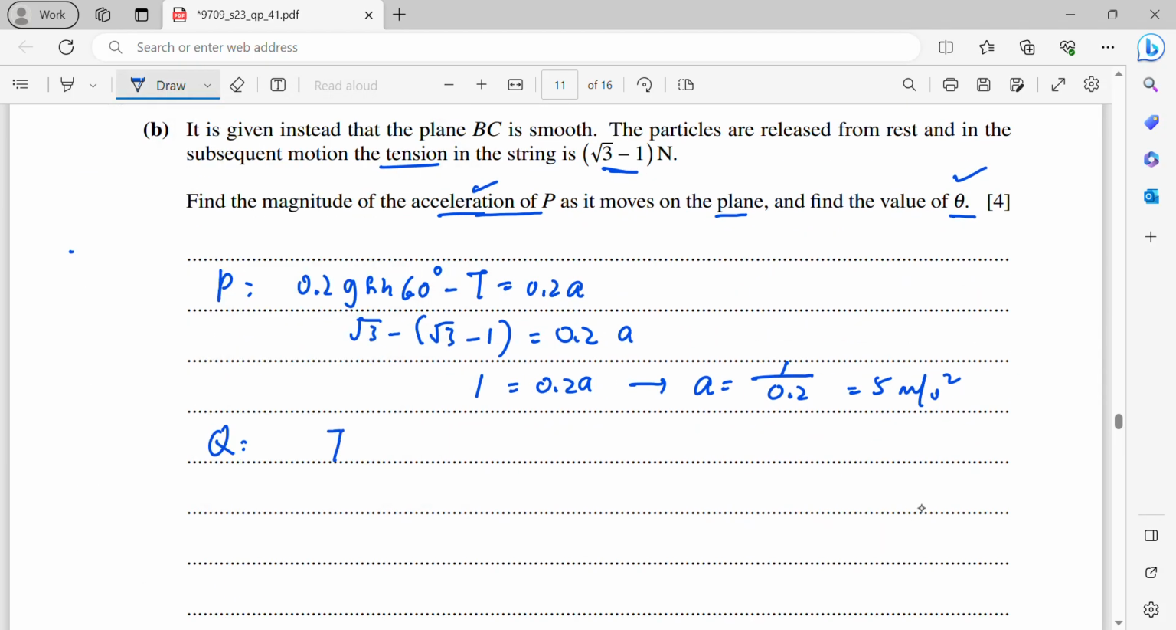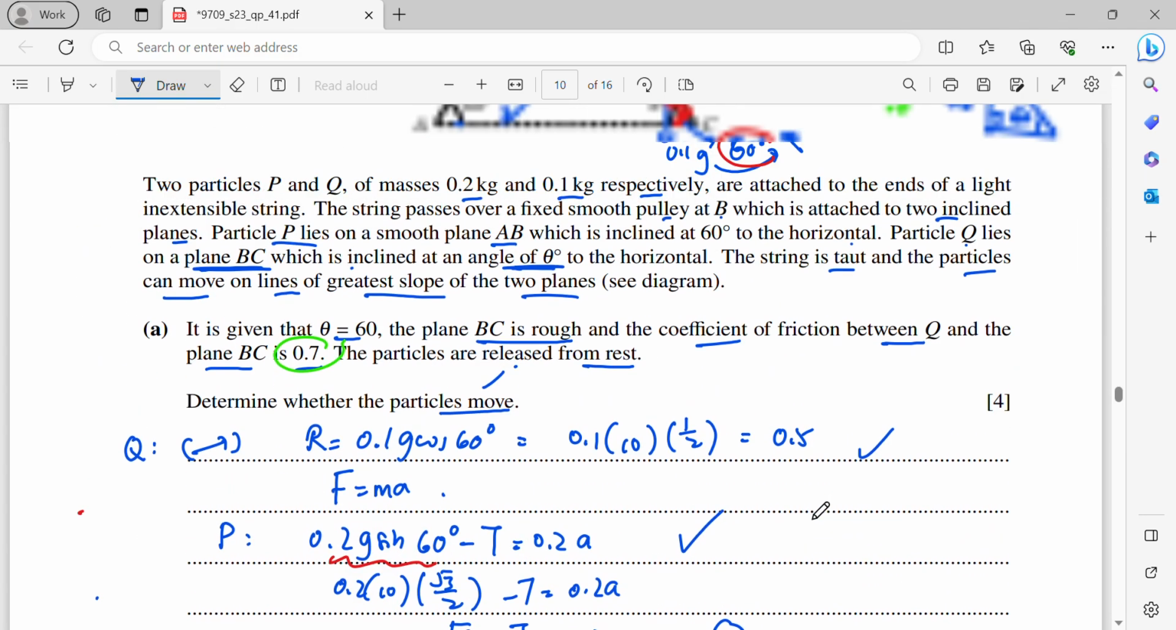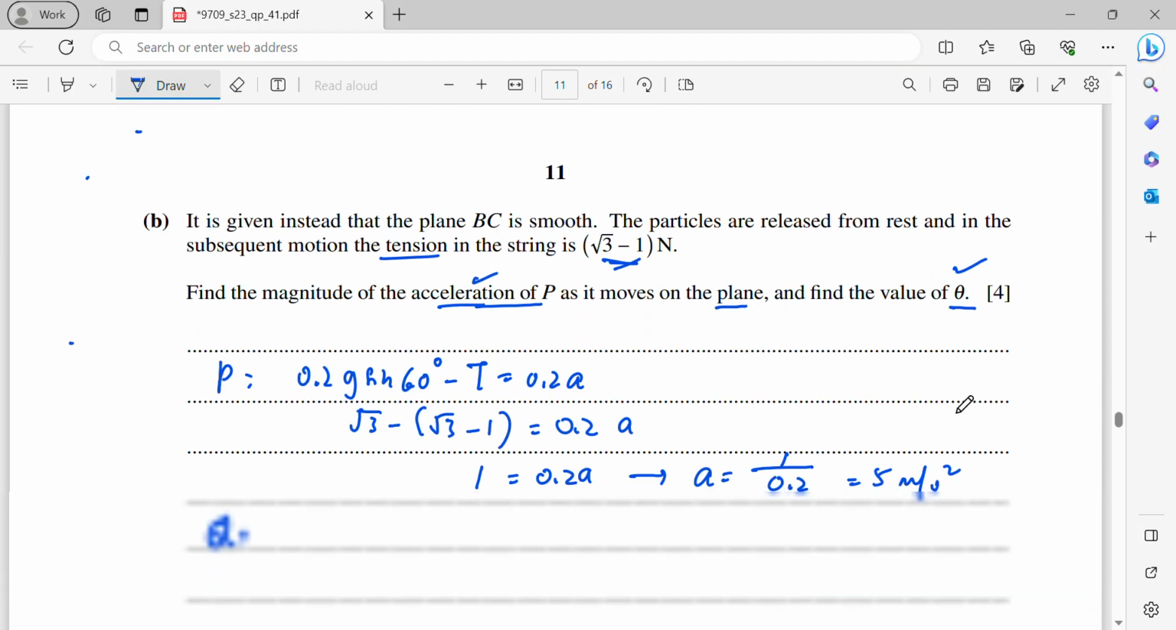So I will get T minus 0.1 G sine theta equals to 0.1a. And then the T is given square root 3 minus 1 minus 0.1 G sine theta. Okay, so now the theta is unknown. So this theta is no longer 60. So I need to keep the term.